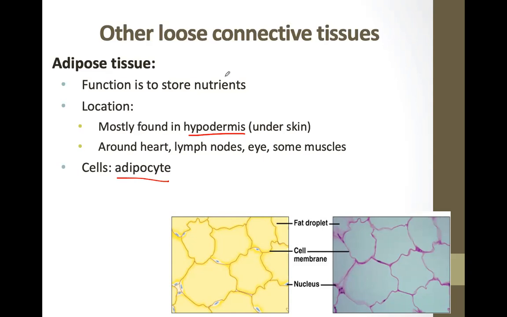You can also find adipose tissue around the heart, in the lymph nodes, your eye, and some muscles. And yes, if you're like me and you have belly fat, you also can find it in your belly. But typically, for a normal, healthy adult, you shouldn't have a significant amount of fat storage in your abdominal area. Not the case for me.